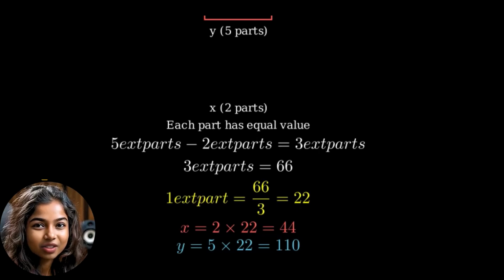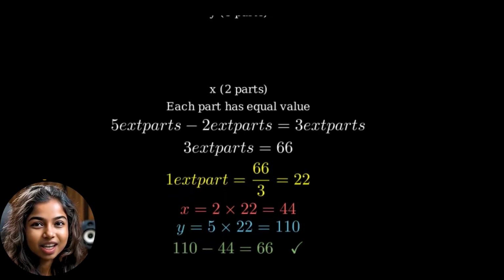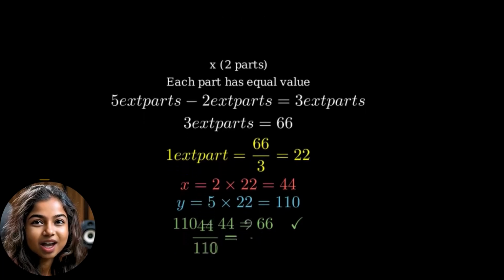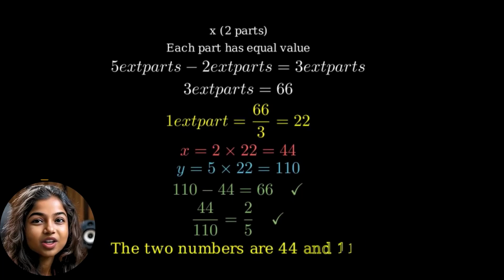Let's verify our answer. The difference between 110 and 44 is indeed 66. And if we check the ratio, 44 divided by 110 simplifies to 2 over 5. Therefore, our answer is correct. The two numbers are 44 and 110.